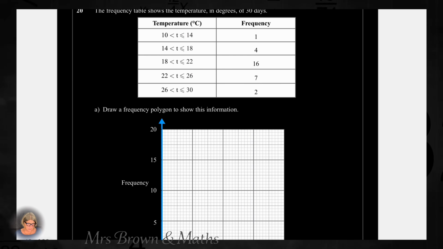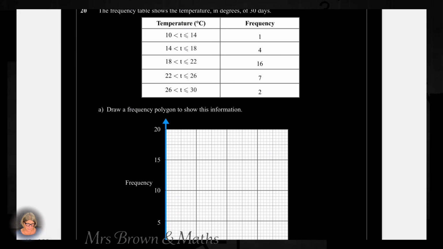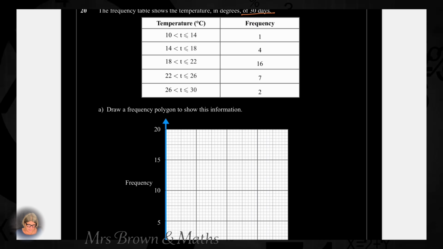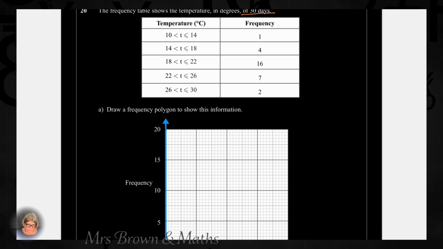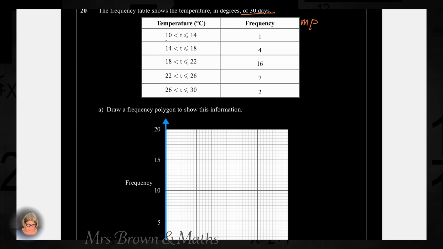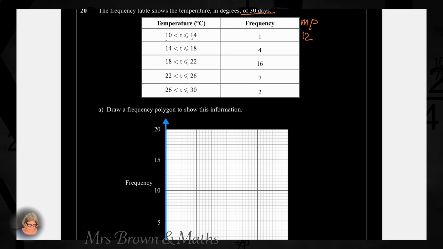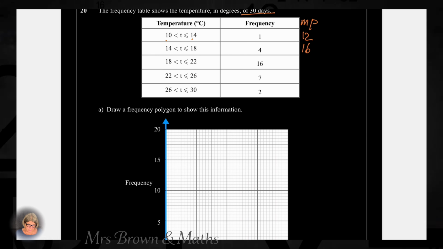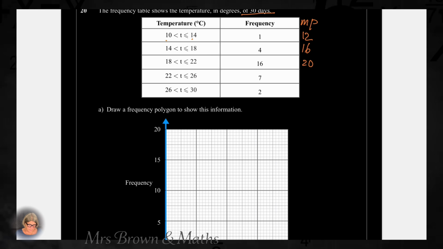The frequency table shows the temperature in degrees of 30 days. So we're already given it's for 30 days. Frequency, so what would be the midpoint? Midpoint between 10 and 14 is 12. Between 14 and 18 is 16. Between 18 and 22 is 20. Between 22 and 26 is 24. And between 26 and 30 is 28.